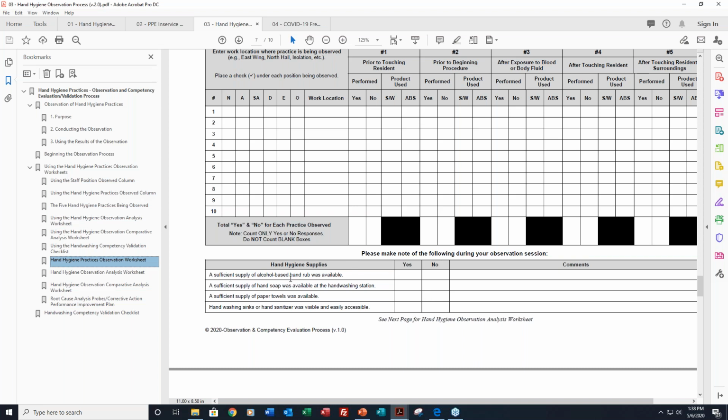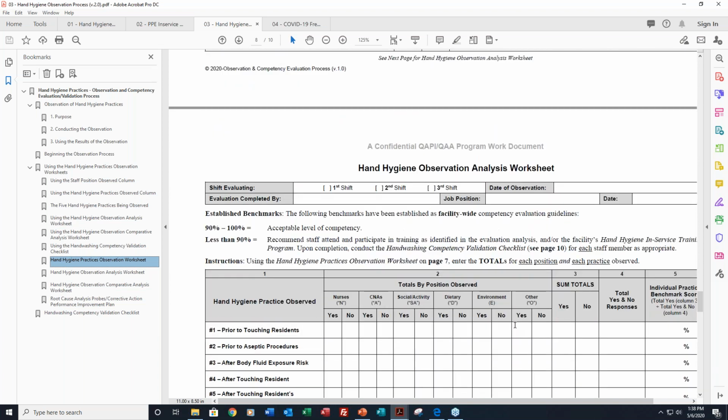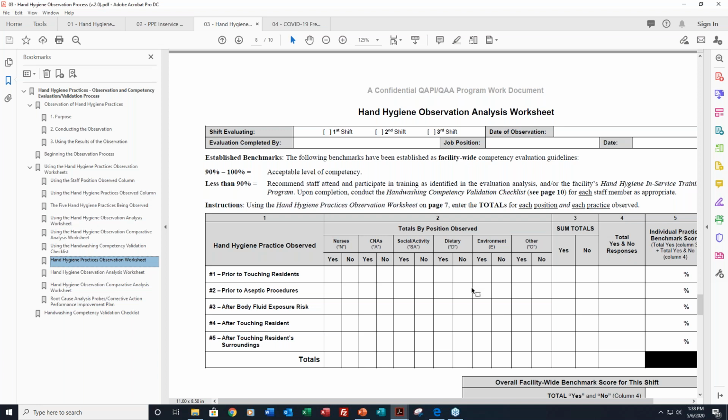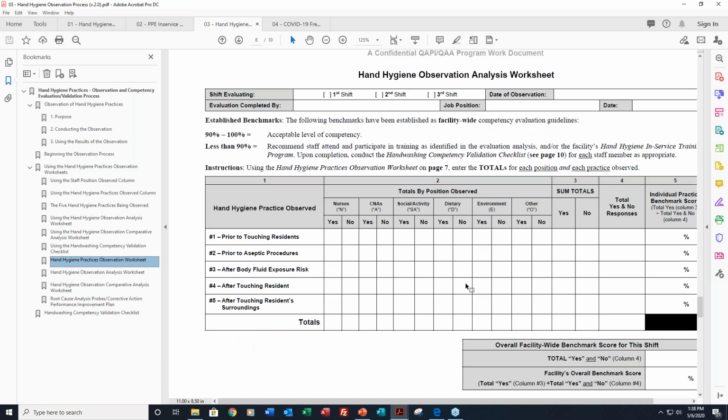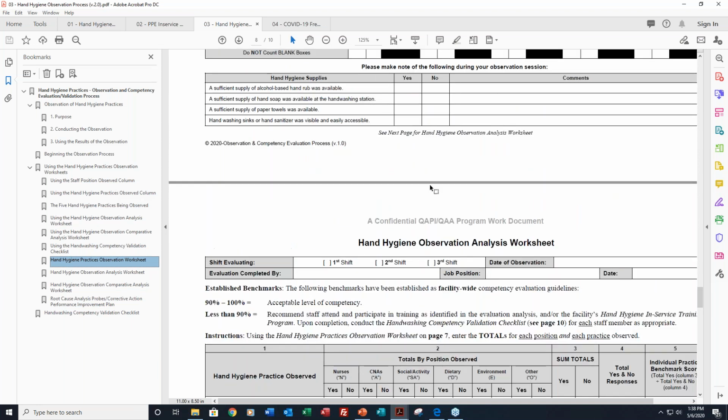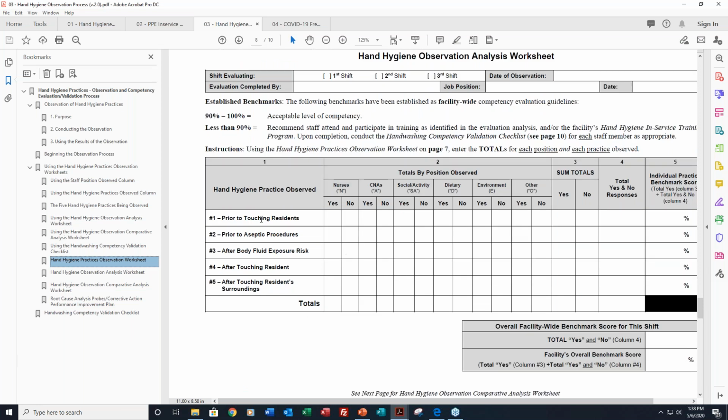Are hand hygiene supplies available? Were any of these a problem that may have caused the staff member not to wash their hands? Could that have been a part of it? The second part of this form is your analysis. Very easy to use. I'm just going to take the totals from this part and put them here. Which one of these 5 did I have the greatest problem?